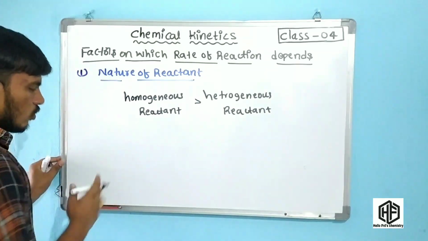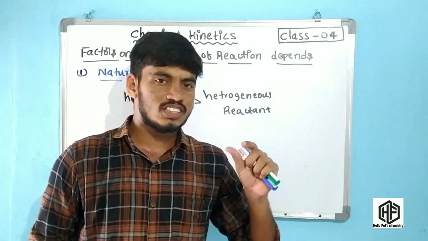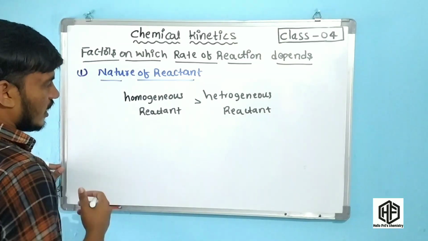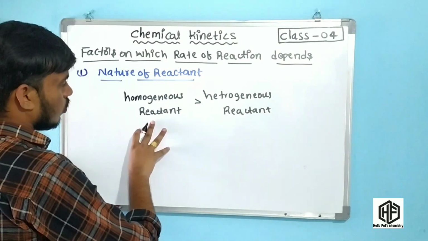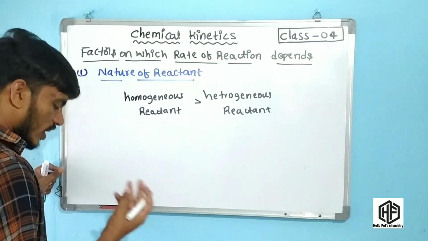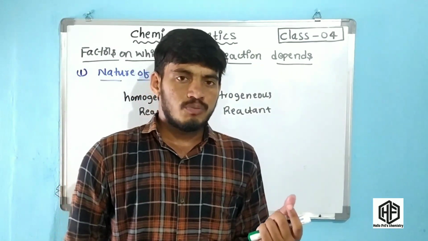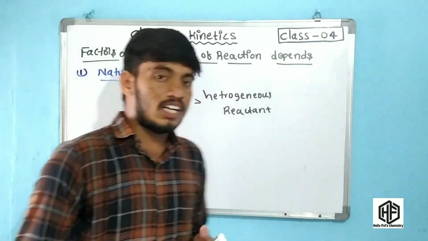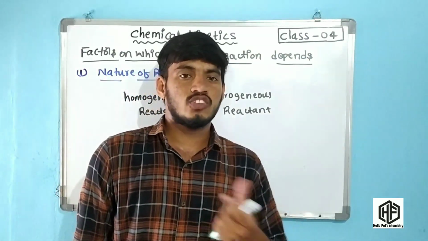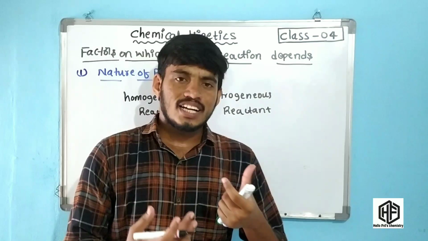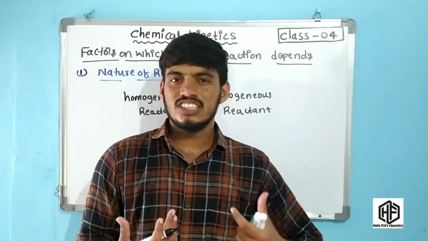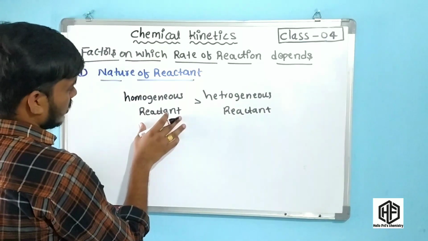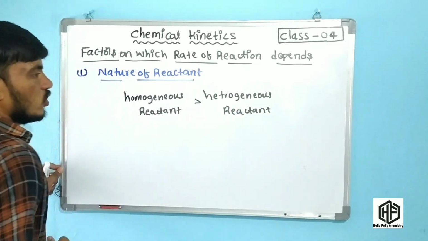The reason is that homogeneous means the molecules are the same kind and the same size. Homogeneous reactants react very fast. For example, a gas reacting with a gaseous molecule, the reaction is very fast, but a gas reacting with a solid, the reaction is much less. The rate of reaction decreases. So the rate of reaction is very high for homogeneous reactants compared to heterogeneous reactants.